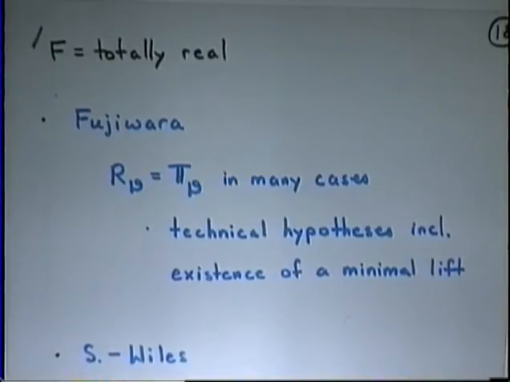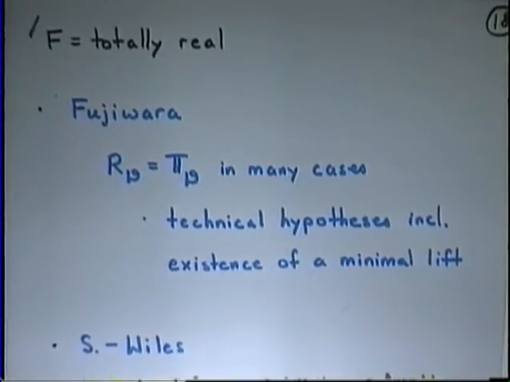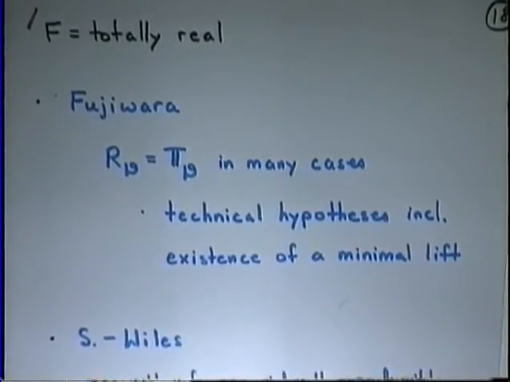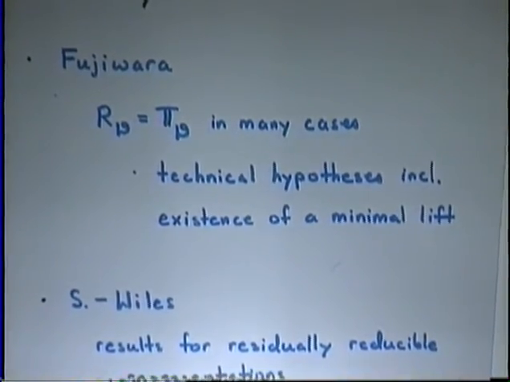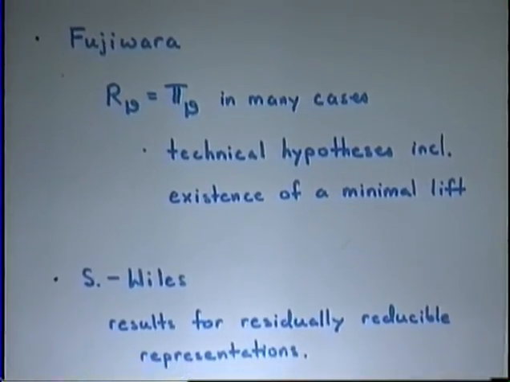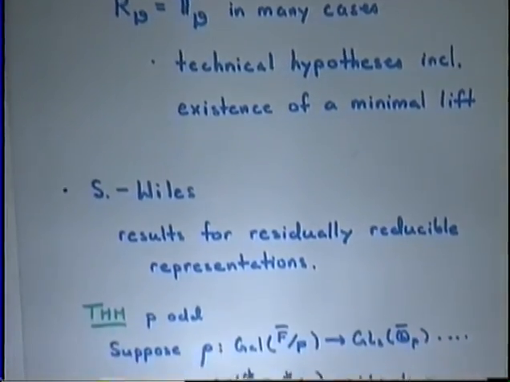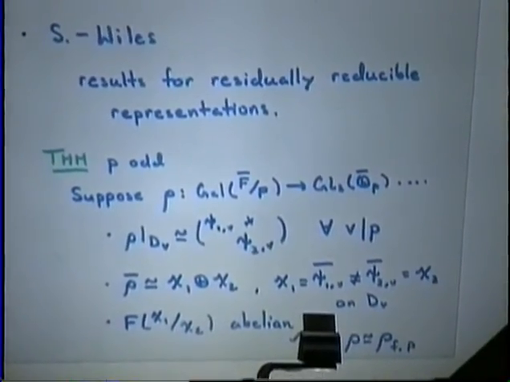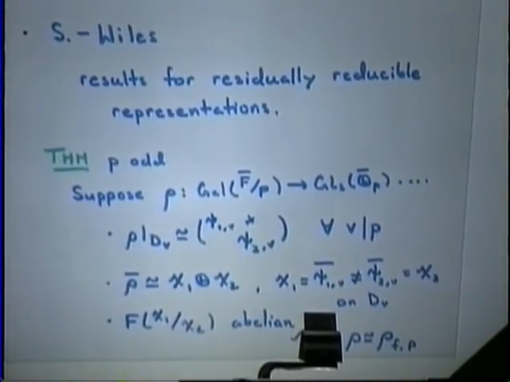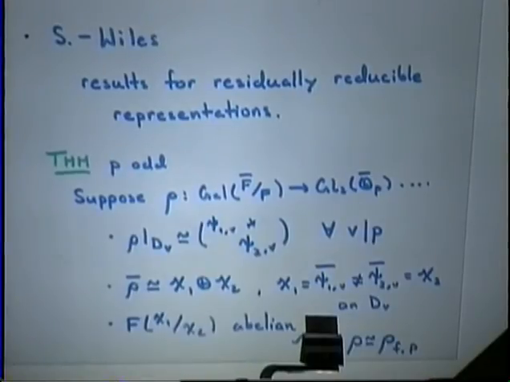As you might imagine, there's a number of technical hypotheses that intervene, not the least of which is some version of Ribet's theorem, this minimal modular lift. Also working over totally real fields, Wiles and I obtained a few years back some results for residually reducible representations. So up until now, all the results have been requiring that this residual representation rho bar be irreducible.